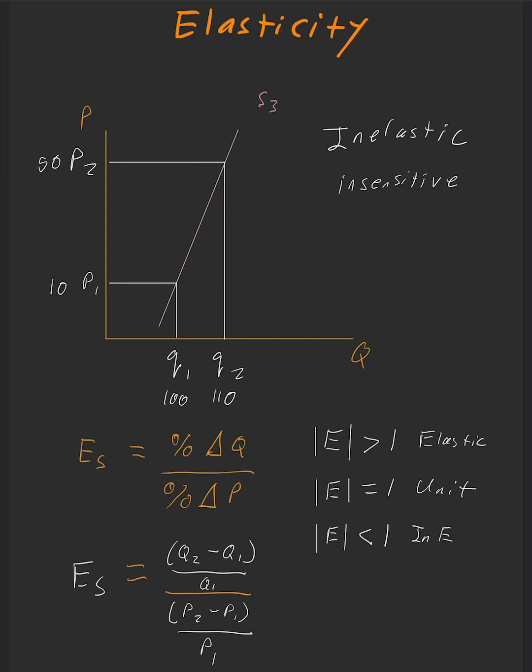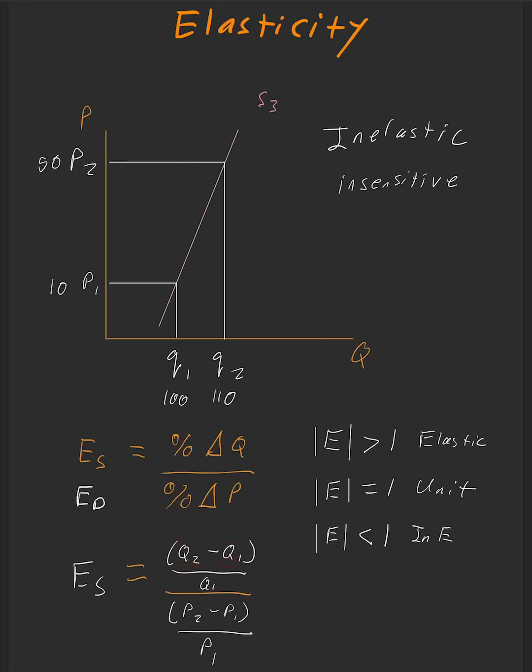Okay, so our equation, there's many different equations. In this case, we're going to use the midpoint formula, and that is the percentage change in quantity over the percentage change in price, which gives us the elasticity. In this case, I'm showing you elasticity of supply, but it's the same formula for elasticity of demand. If the absolute value of the elasticity is greater than 1, we are elastic. If the absolute value is 1, we call that unit elastic. If the absolute value of the elasticity is less than 1, we call that inelastic. Okay, so our formula then is very simple. It's just the change, right?